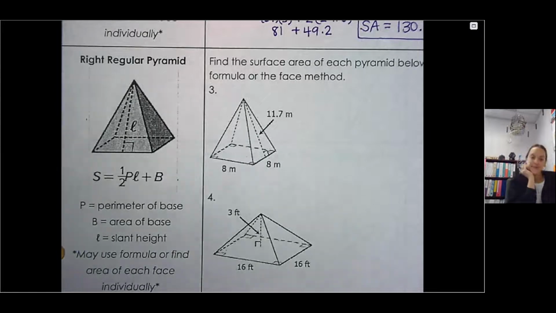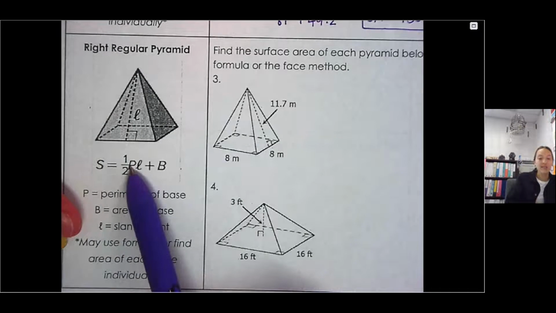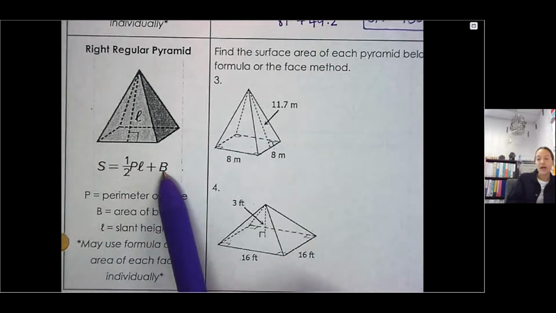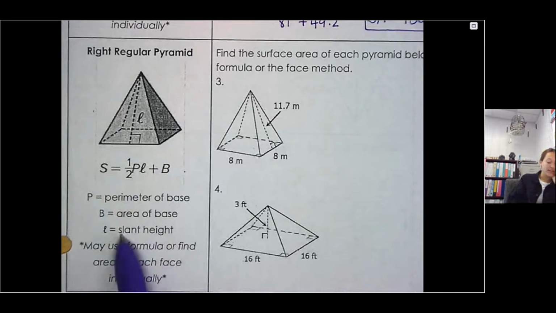Okay, using the equation here. Now, the P stands for perimeter, so we've seen this before. Big B stands for area of base, easy peasy. The only difference here is this L. This L here is called the slant height.